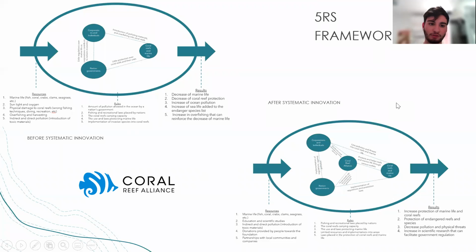To start with, the 5 R's framework can be constructed before the systematic innovation with only 3 roles: corporations and individuals, national governments, and coral reefs and marine life. Various resources enter, which are mainly negative, such as physical damage or fishing and indirect and direct pollution, as well as the various rules, where there are little to no regulations and laws protecting the wildlife in this ecosystem, leading to various negative results: the decrease of marine life, the decrease of coral reef protection, the increase of ocean pollution, as well as the increase in overfishing that can reinforce and decrease the marine life.